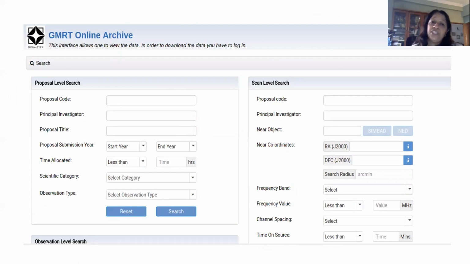India has the GMRT, the Giant Metrewave Radio Telescope, which is in Pune. And you can see that the GMRT also has an online archive system. So you can look for things based on the proposal code. Supposing you knew what the proposal was, who observed it, and the time.